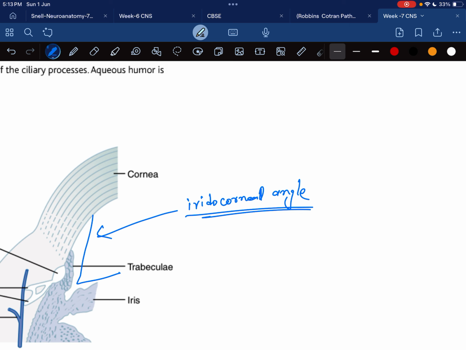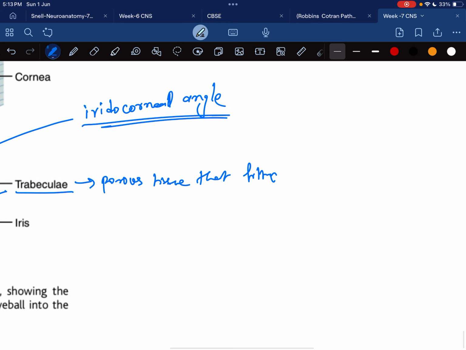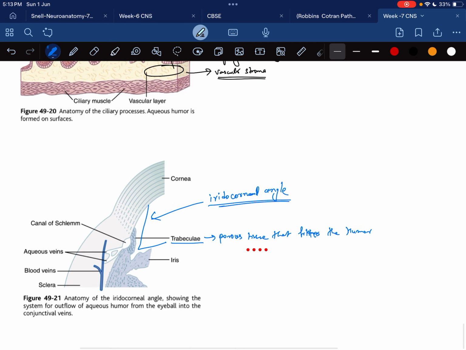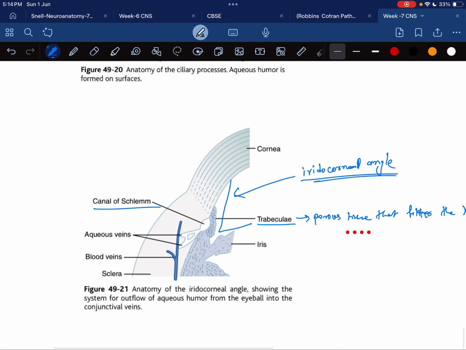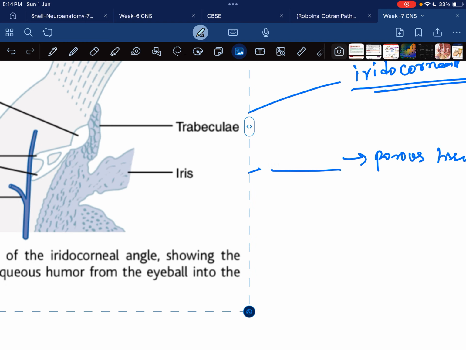When you look, there is a structure in the outflow: the trabecular meshwork. The trabecular is a porous tissue that filters the humors. Then there is the canal of Schlemm, and in this canal of Schlemm there is the scleral venous sinus.